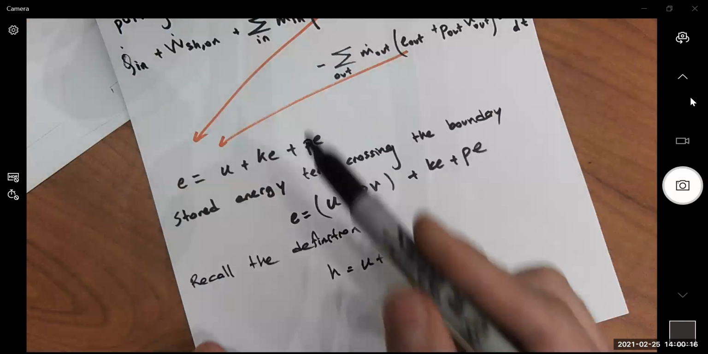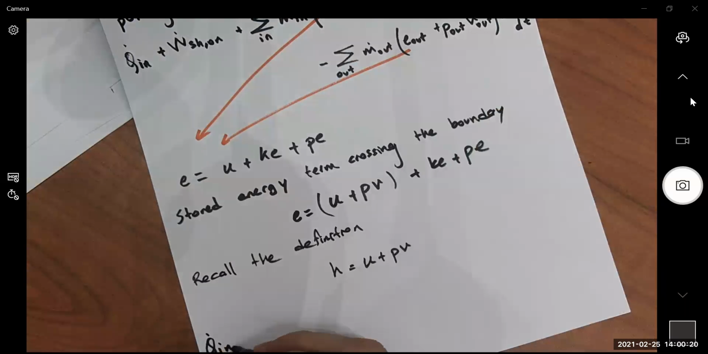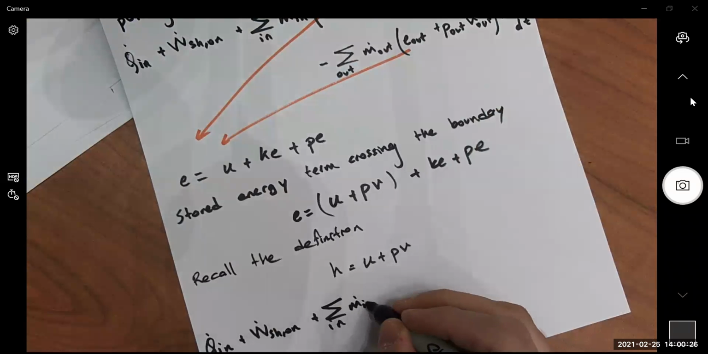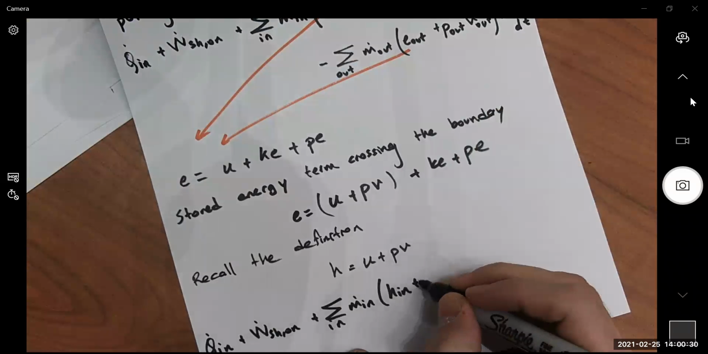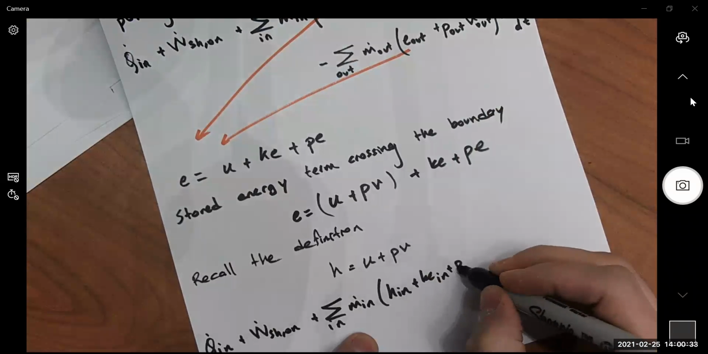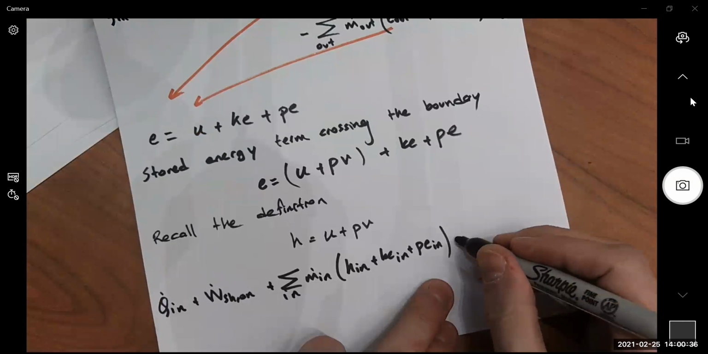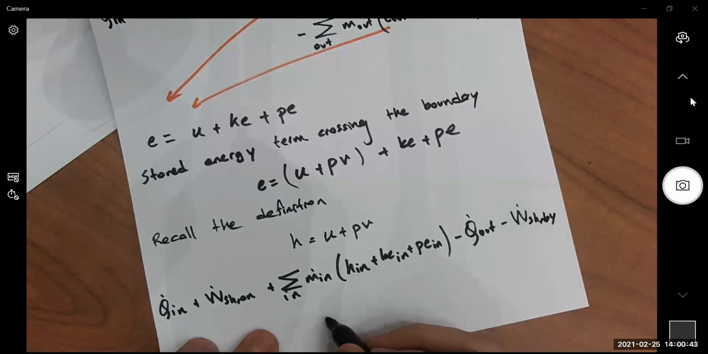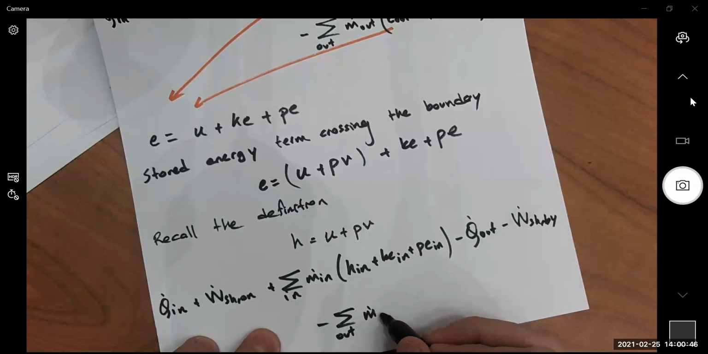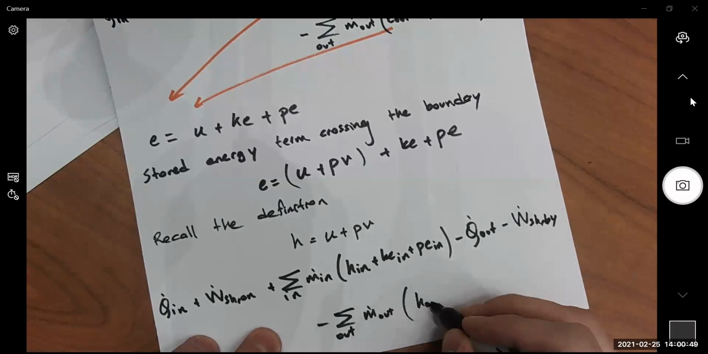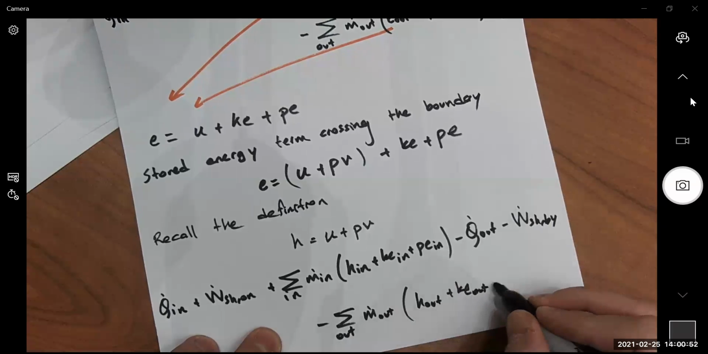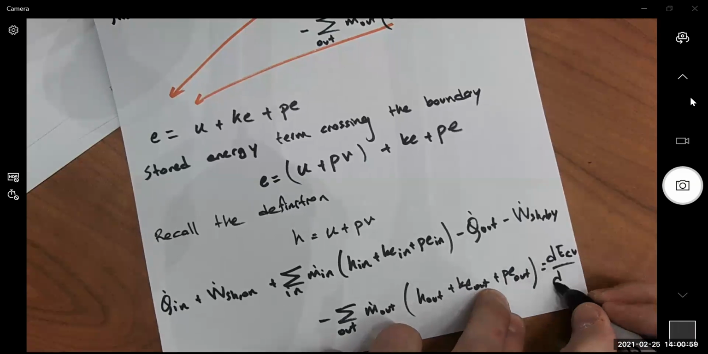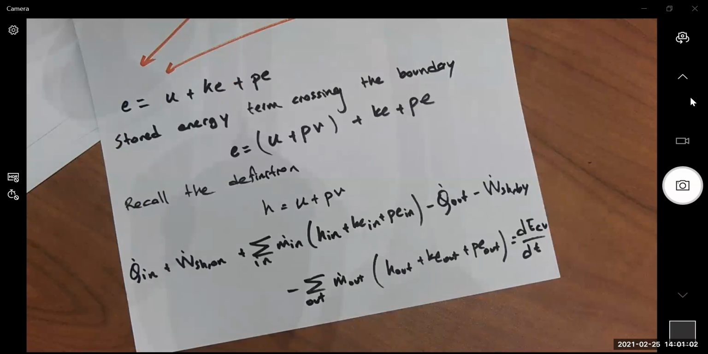So this equation I have will be Q in plus work shaft on plus summation of mass flow rate at the inlet times (h in plus kinetic energy inlet plus potential energy inlet), minus Q out minus work shaft by minus summation of the mass flow rate at the outlet times (h out plus kinetic energy at the outlet plus potential energy at the outlet), will be equal to energy accumulation inside the control volume. Okay.